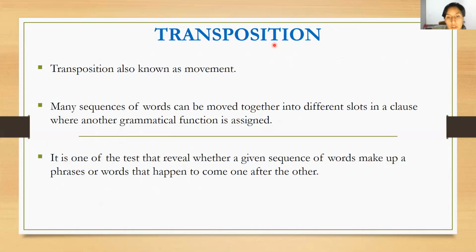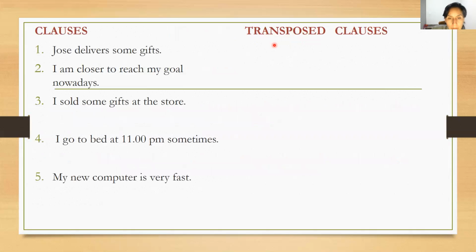Transposition. Transposition is also known as movement. So many sequences of words can be moved together into different slots in a clause where another grammatical function is assigned. Also, transposition is one of the tests that reveal whether a given sequence of words makes up phrases or words that happen to come one after the other. I have the examples. Some gifts were delivered by Jose. In that example, the active clause can be transposed into a passive clause, and it is correct grammatically.